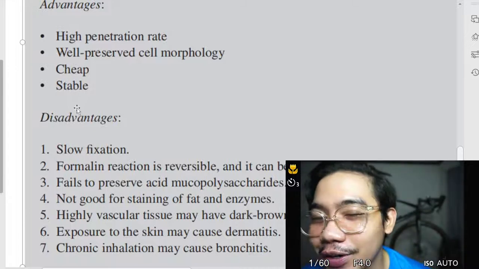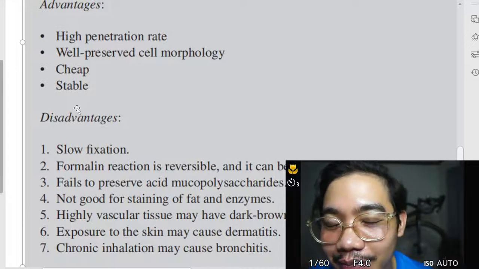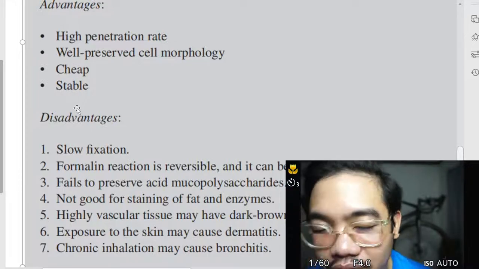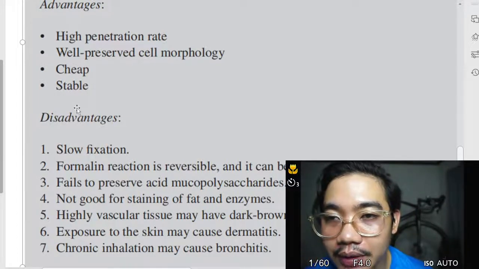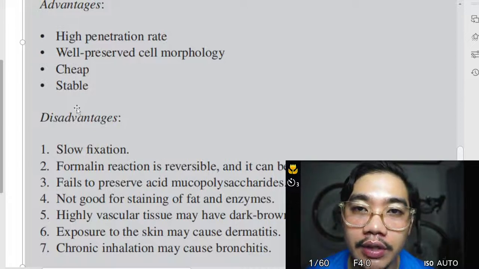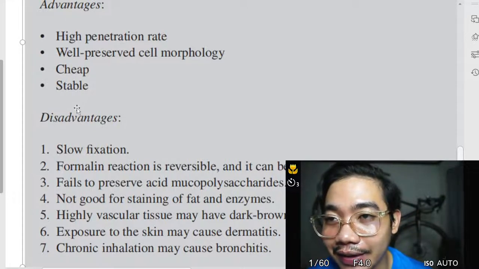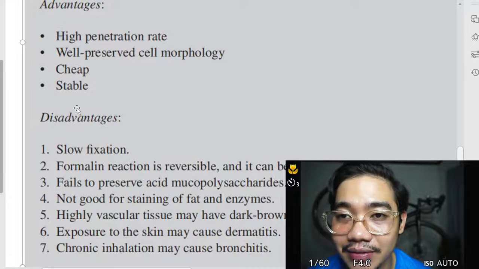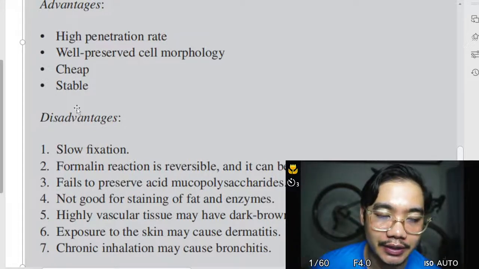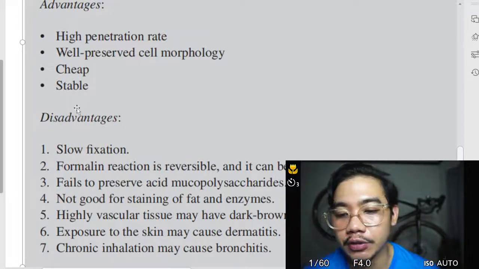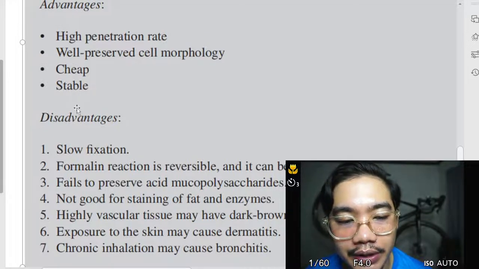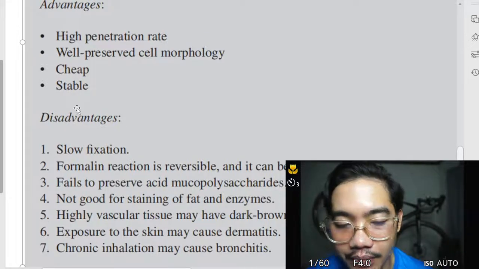But more or less, it's going to be still the same, no? Of course, it will shrink also, somewhat over time. But more or less, it's still acceptable. If it's just like 3 days, 4 days, it's okay. Disadvantages: the fixation is really slow. You really need a long time.